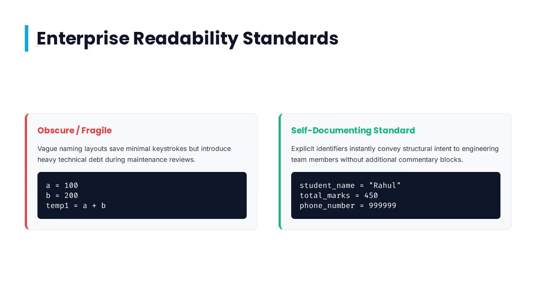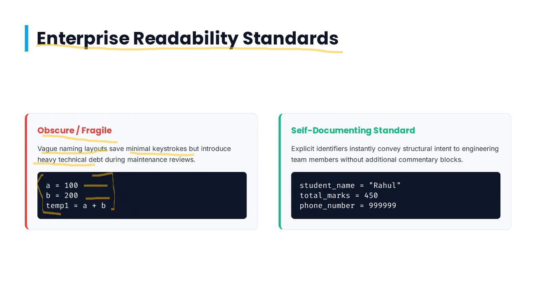Now, enterprise readability standards. Obscure, fragile, vague naming layouts have minimal keystrokes but introduce heavy technical debt during maintenance. Here, writing a equal to 100, b equal to 200, temp equal to a plus b. This might seem very easy because we have to write less, but when processing, this can lead to certain technical glitches. With a equal to 100, we don't know what a is storing or what b is storing.